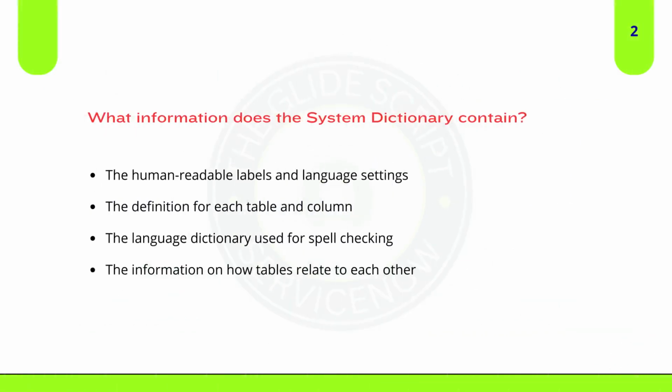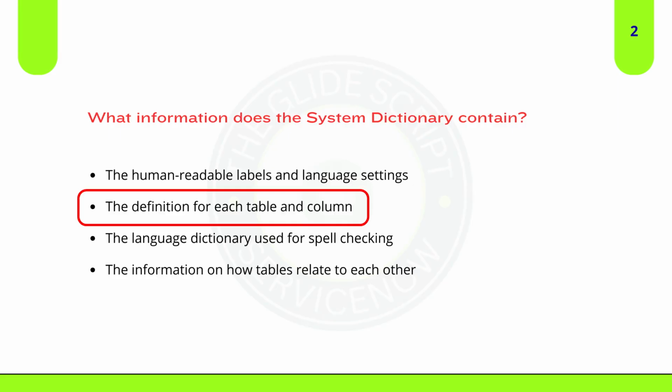Next question, what information does the system dictionary contain? There are 4 options. Read carefully and try to answer by yourself. Answer is the definition for each table and columns. The system dictionary is also a table called dictionary entry, sys_dictionary, that contains details for each table and the definition for every column on each table in an instance.